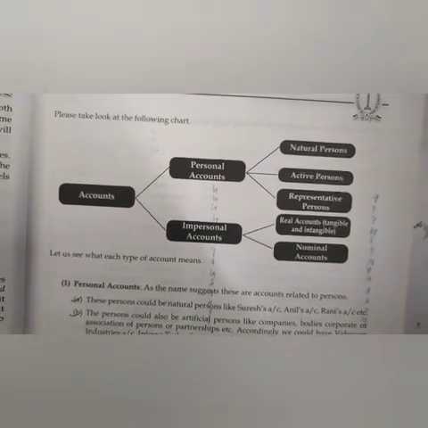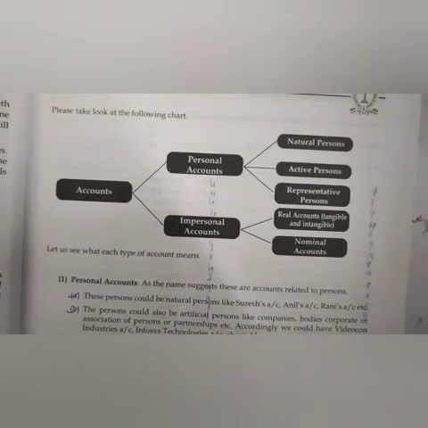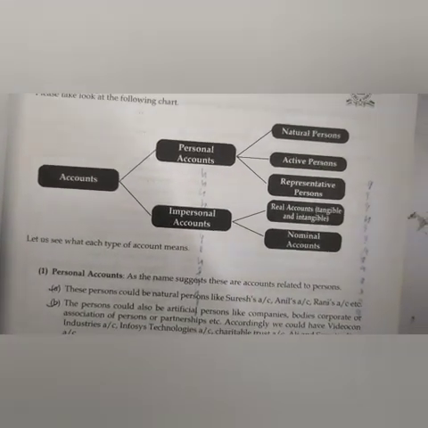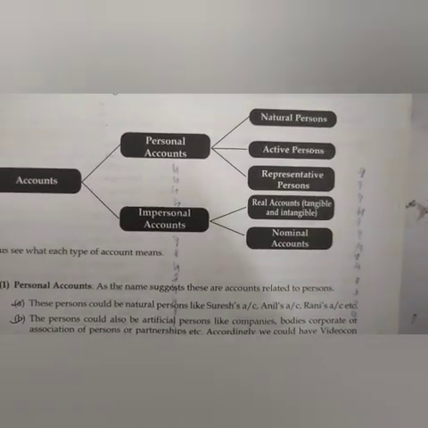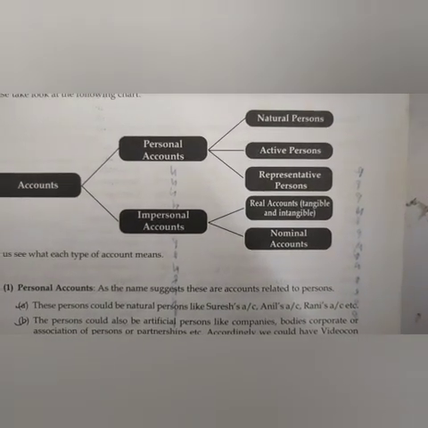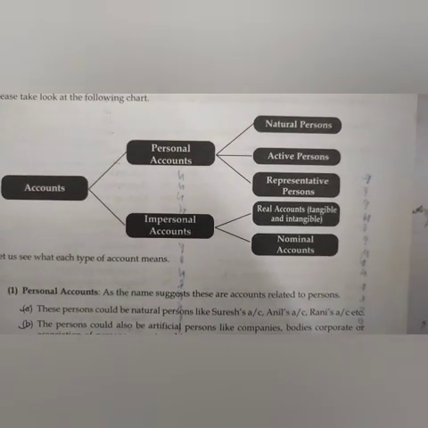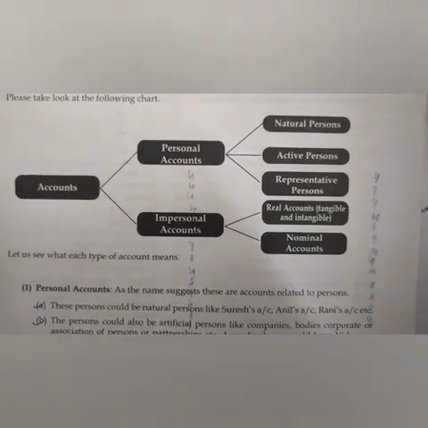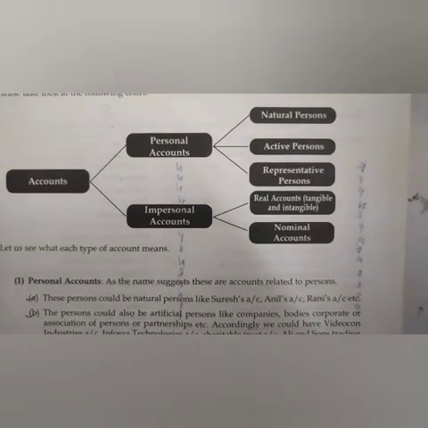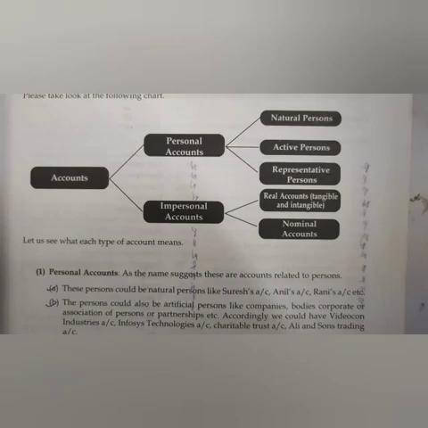Please take a look at the following chart. Accounts are divided into two types: personal account and impersonal account. Personal accounts are divided into three types: natural person, artificial person and representative. The second type, impersonal account, includes the real account, tangible and intangible, and the last one is the nominal account.